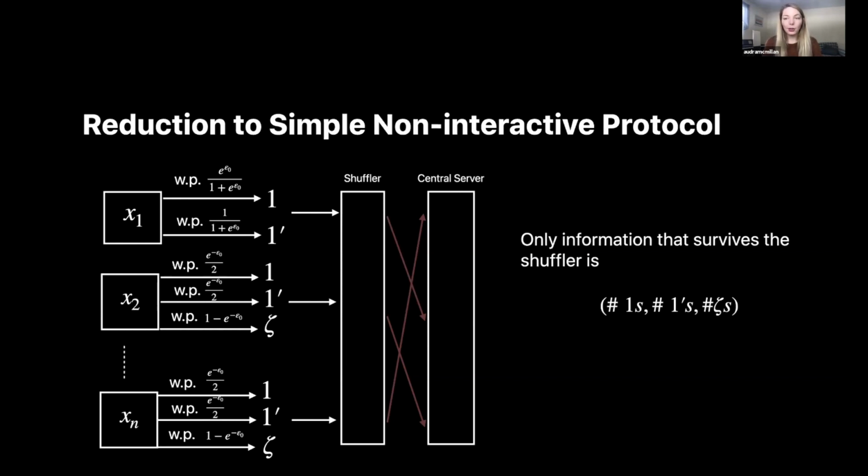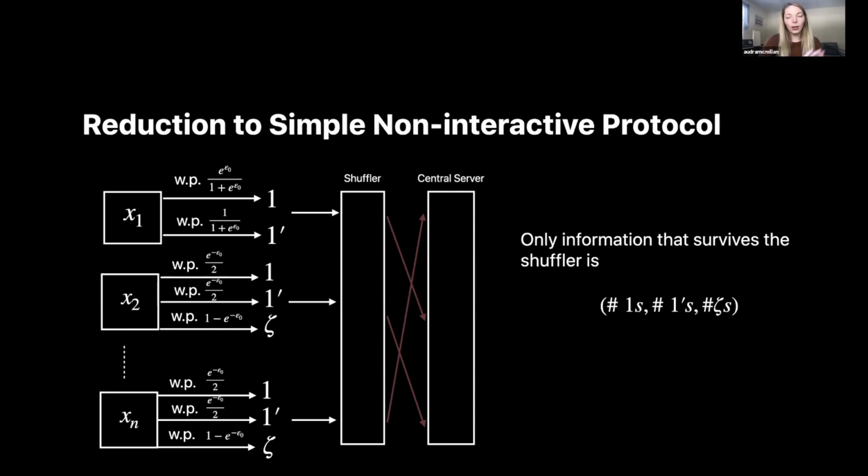I'm not going to actually do the analysis of this, but here is some idea of how one does it. Notice that once all of this data has gone through the shuffler, the only information that remains is the number of 1s, the number of 1 primes, and the number of zetas. So all I need to do is keep track of those things and compute the distribution of those given inputs p and p prime, and the indistinguishability divergence between them.